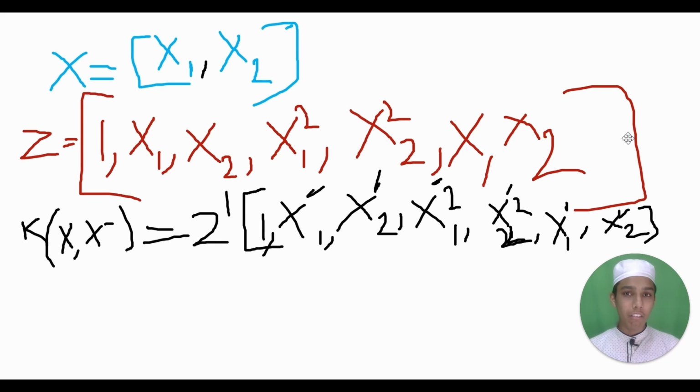Now, you might have a question: what is going to be the kernel k of x comma x prime, equal to z dot z prime? What's the output? To answer that, I'm going to clear all of these things and explain it with an example.